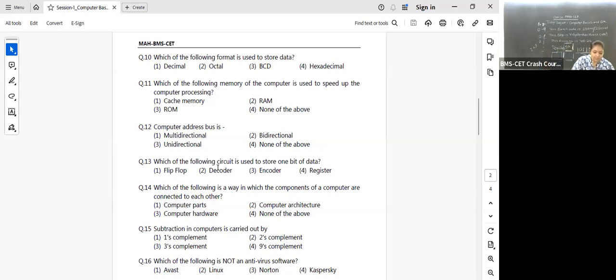Okay. Next question is, so what's the answer? Unidirectional. Okay. Next question is, which of the following circuit is used to store 1 bit of data?